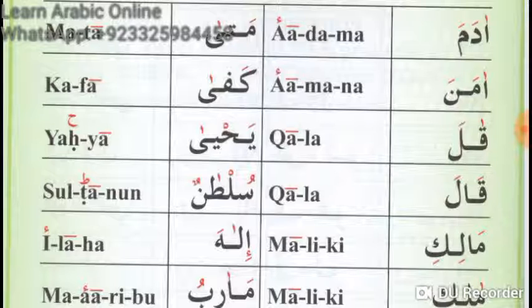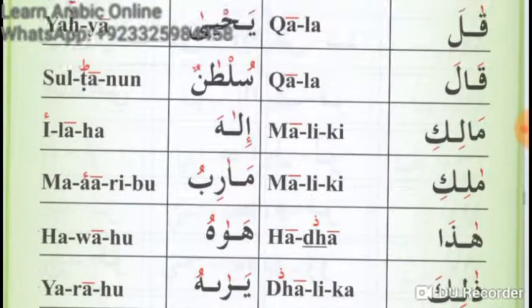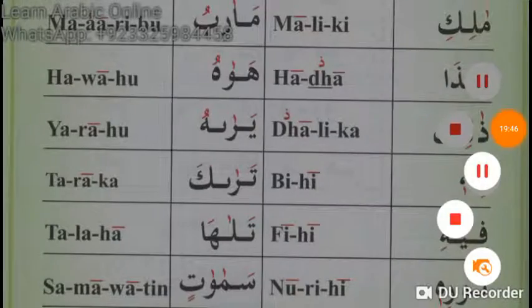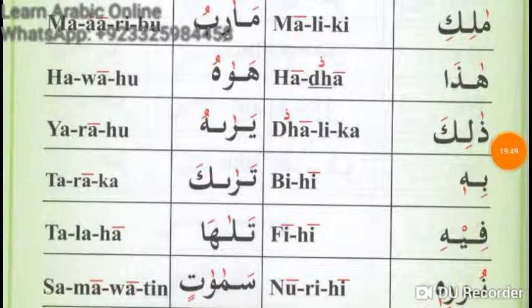Mim, alif, fatha, ma, lam, fatha, la. Lam, kasra, li. No. Thank you. Mim, alif, fatha, ma, lam, kasra, li, kaf, kasra, ki. Ma, li, ki. Mim erect kasra, no. Mi, erect fatha, lam kasra, li, kaf kasra, ki. Maliki. Yes. Maliki.